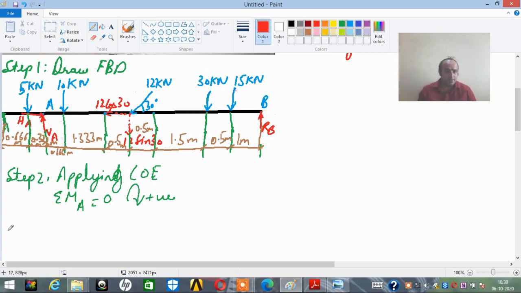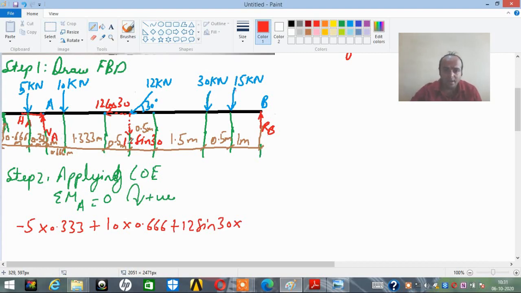Now starting with this, the diagram is there in front of us. It will be minus 5, because 5 is causing the body to rotate in anti-clockwise sense. Minus 5 into 0.333 plus 10 into 0.666. 12 cos 30 is not going to come because it is acting on the line of action. But yes, 12 sin 30 will be coming. So plus 12 sin 30 into the distance, that is 1.333.